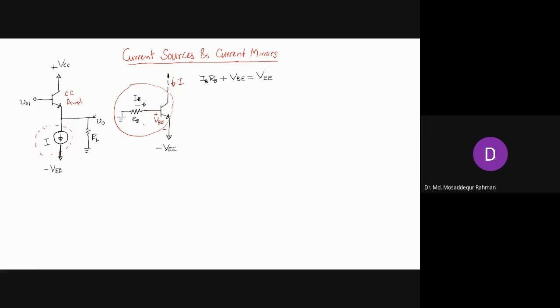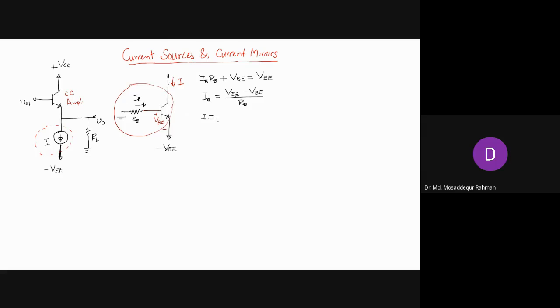So that is the equation that we will get if you write the KVL around this loop. And solving this, we get IB is minus VBE, and that divided by RB. So that will be the value of IB, and then I is basically nothing but IC.